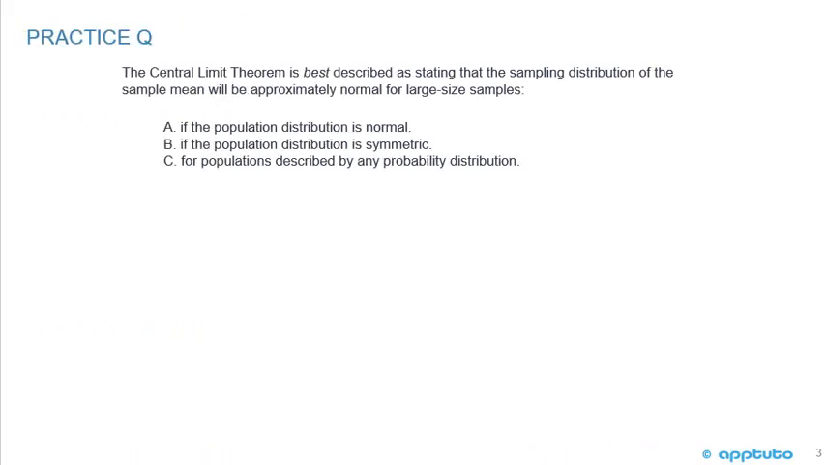So we'll just do a quick little practice question to check our understanding. The central limit theorem is best described as stating that the sampling distribution of the sample mean will be approximately normal for large size samples. A, if the population distribution is normal. B, if the population distribution is symmetric. Or C, for populations described by any probability distribution.